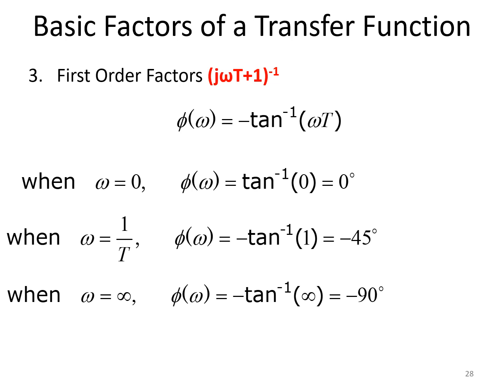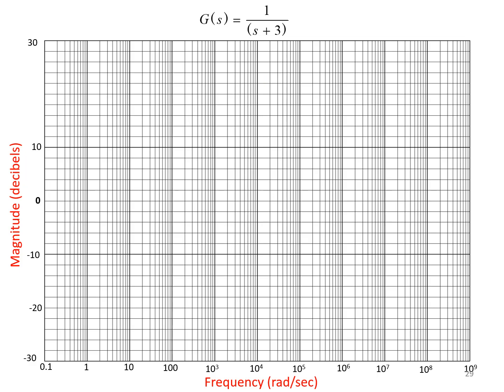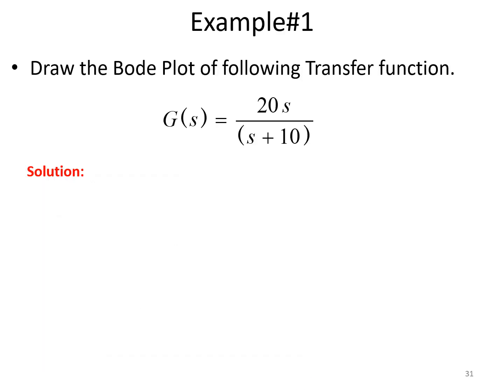Now similarly, we will draw this response in a similar graph sheet. For G of s is equal to 1 divided by s plus 3, for a decade we are getting the slope as equal to minus 20 decibels per decade as shown here. And similarly the phase value here is represented as 0 degree, minus 45 degree and minus 90 degree, and we will join all the points.